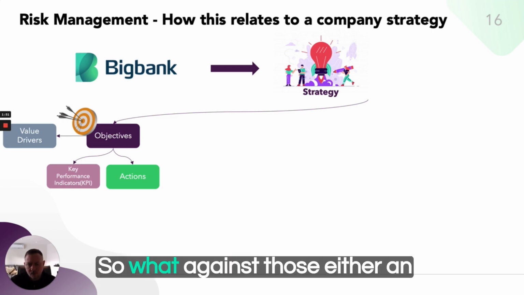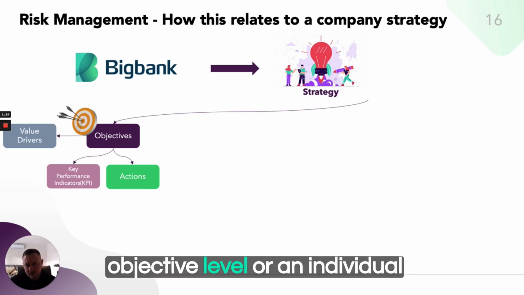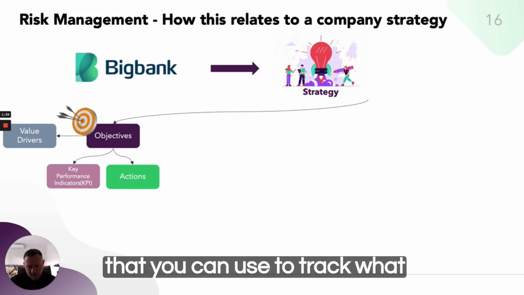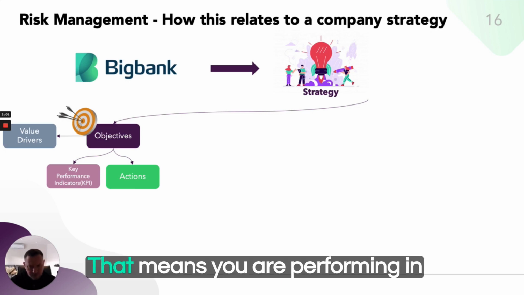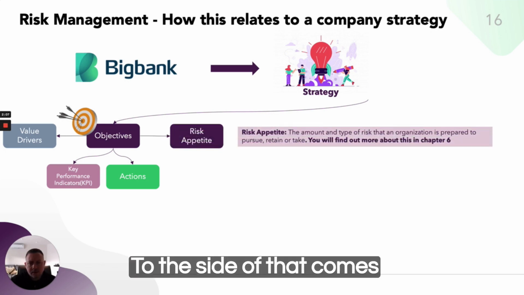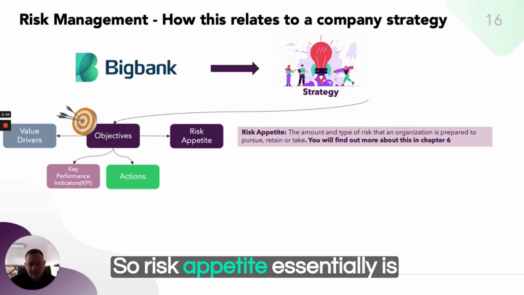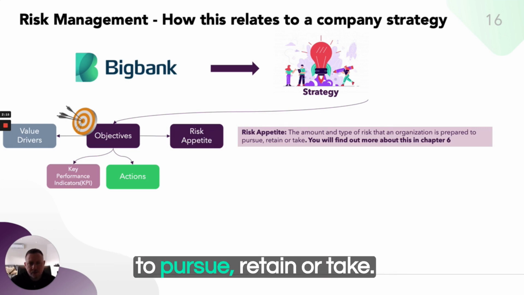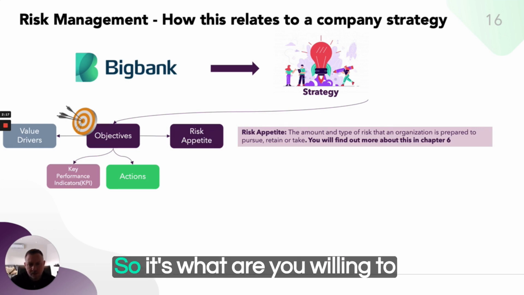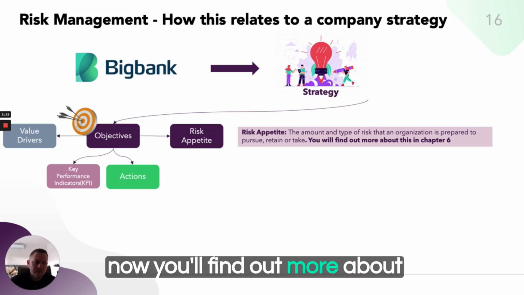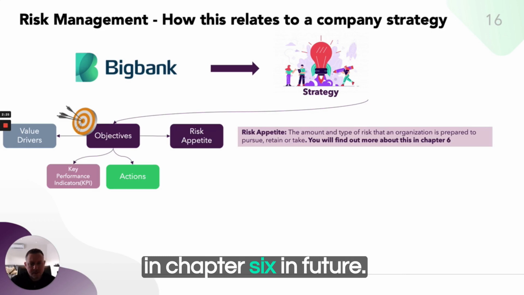So against those, either at an objective level or an individual action level, what are the metrics that you can use to track what is a positive sense that means you are performing in that space against either that objective or action. To the side of that comes risk appetite. Risk appetite essentially is the amount and type of risk that an organisation is prepared to pursue, retain or take. So it's what are you willing to do to deliver your objectives. I won't dwell on this too much now. You'll find out more about risk appetite and setting that in Chapter 6 in future.